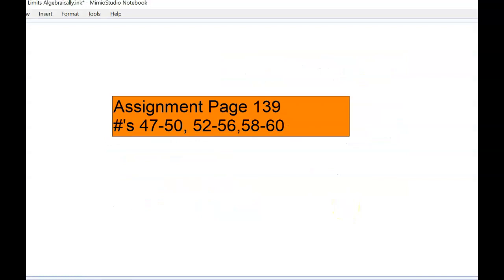All right, so there's your assignment on limits involving infinity and limits involving absolute value. So give those a try. If you have any questions, the answers are on the website.